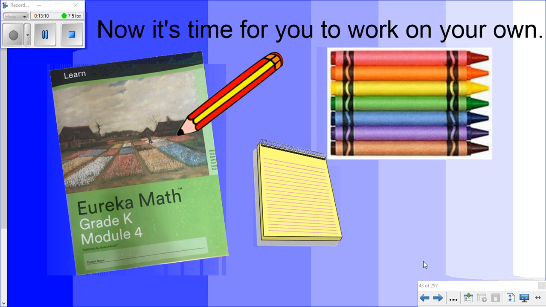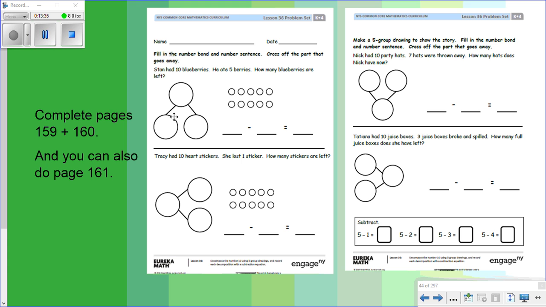So now it's time for you to work on your own. Now you do need your math workbook. And as always, if you don't have it, then please for sure have a piece of paper and a pencil, with lines or without lines. And you'll need to then pause the video for sure to quickly copy things down, whatever way is working best for your family. Let's take a look. So in your math workbook, page 159, and on the back of that is 160.